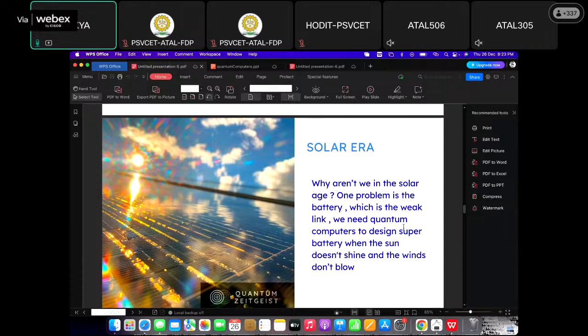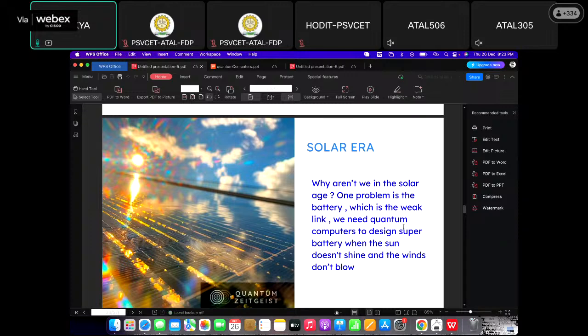Then we have one more trend, that is the solar era. Now, why aren't we in the solar age? One problem is the battery, which is the weak link. We need quantum computers to design a super battery for when the sun doesn't shine and winds don't blow.